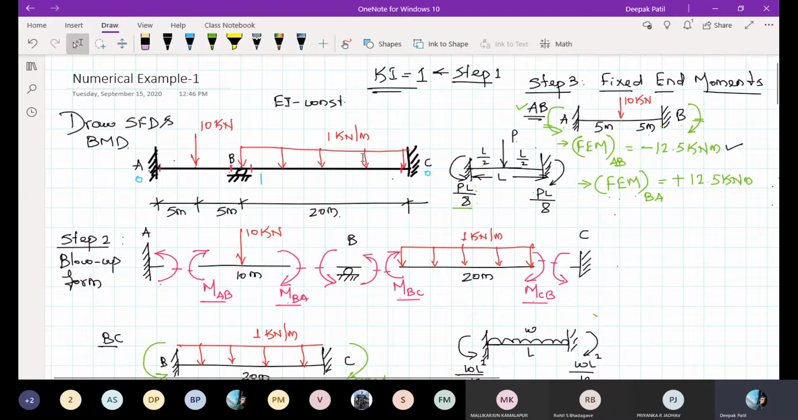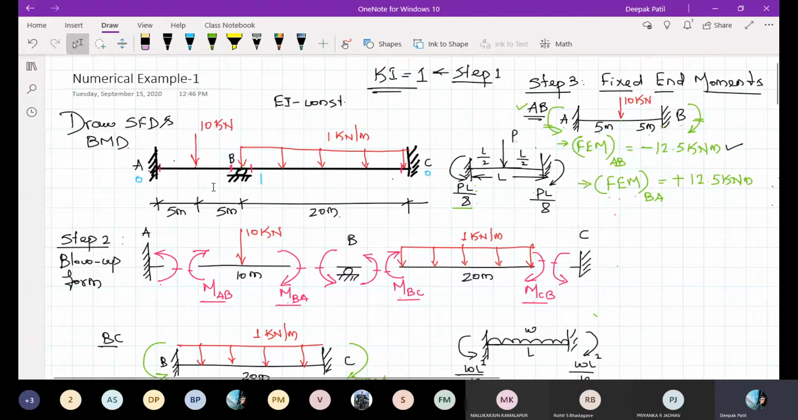So I started with one of the numerical examples of drawing shear force diagram and bending moment diagram using the slope deflection method. This was a two span beam, and span AB was having a load of 10 kilonewton, and span BC was having a uniformly distributed load of 1 kilonewton per meter.